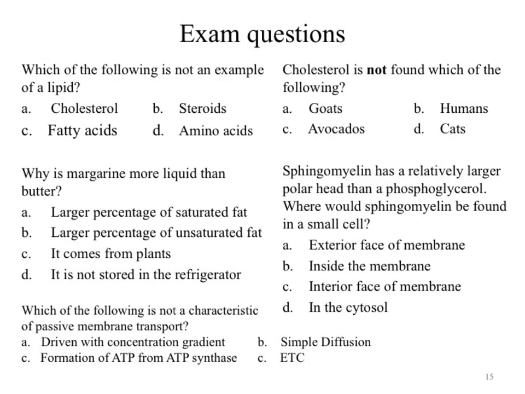So, exam questions, because I've already talked way longer than I wanted to. Here we've got a couple of exam questions as possibilities. We'll keep the recording on this. Which of the following is not an example of a lipid? It says acid, though. Okay, D. Amino acids are not lipids. They're actually amino acids. There was a whole other section that we were talking about.